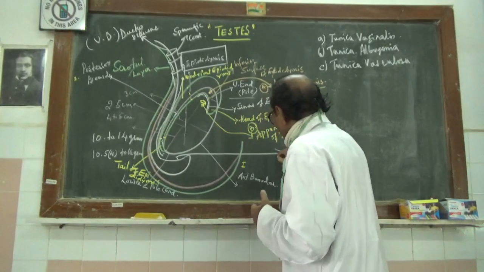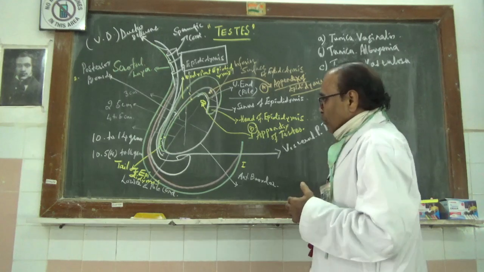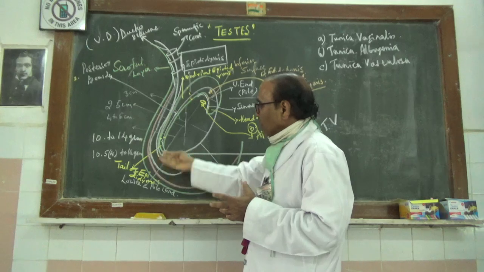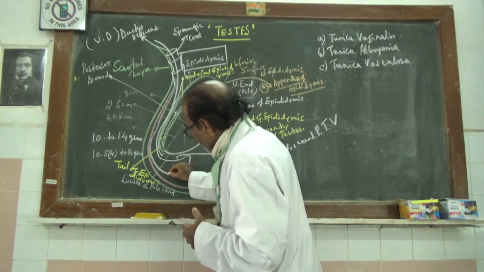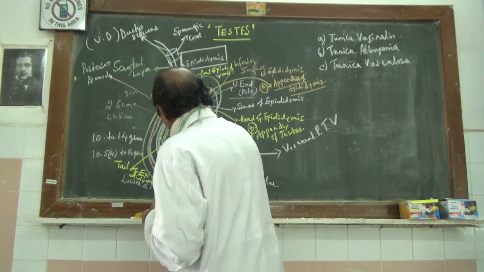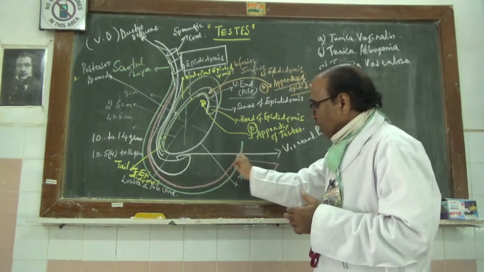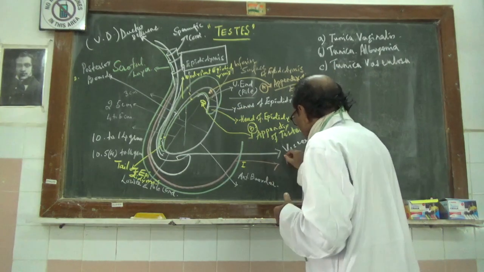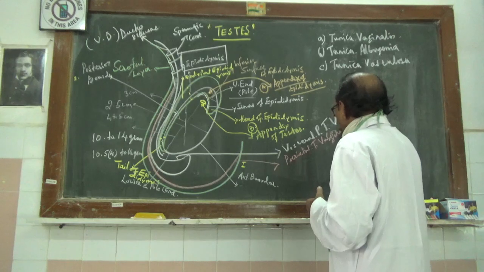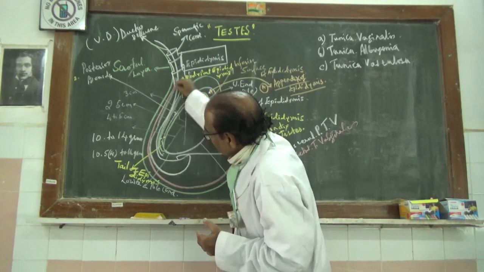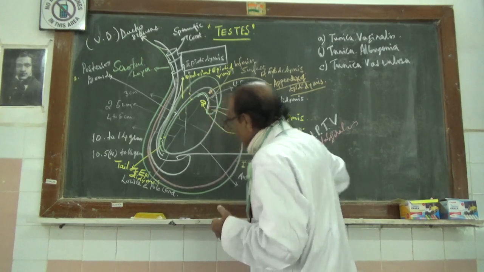One is the visceral part of the tunica vaginalis, which is adherent to the epididymis as well as the testis substance, while the other one, marked here in red, is called the parietal part of the tunica vaginalis. Because it runs along the parietal portion, it is considered the parietal part of the tunica vaginalis.